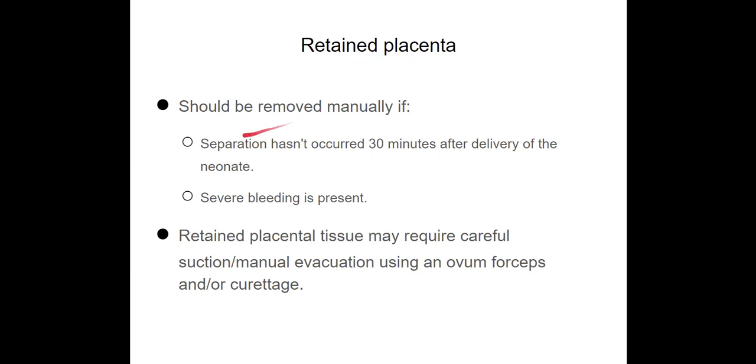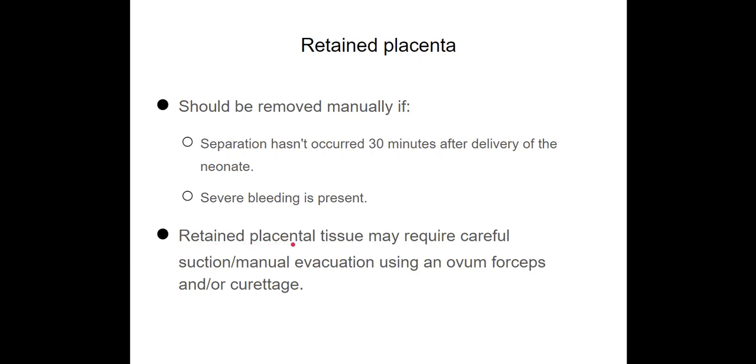So for a retained placenta, you should remove the placenta manually. An indication for manual removal is if the separation of the placenta has not occurred after 30 minutes from delivery. But if the patient is still bleeding, ensure that you initiate manual removal of the placenta immediately. But if the patient is not bleeding, once 30 minutes post delivery has passed, initiate manual removal of the placenta.